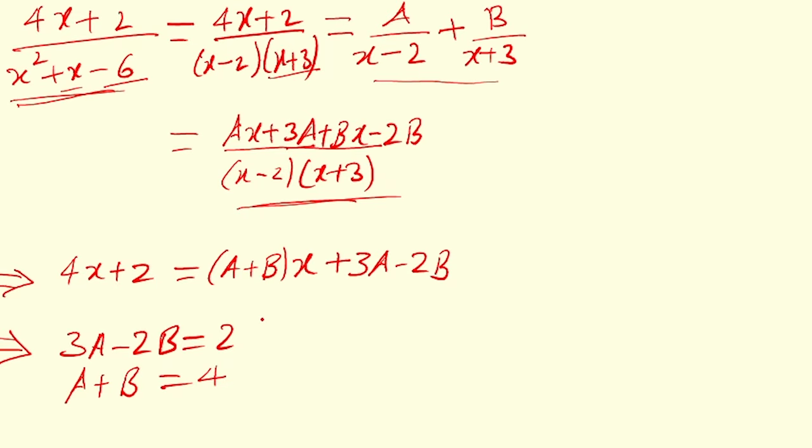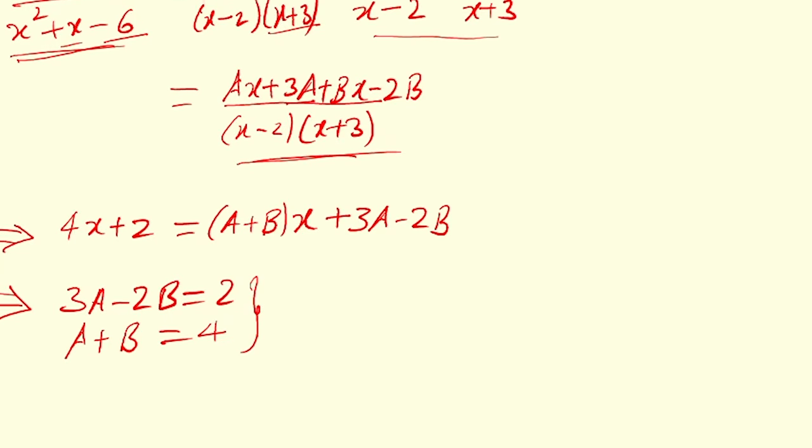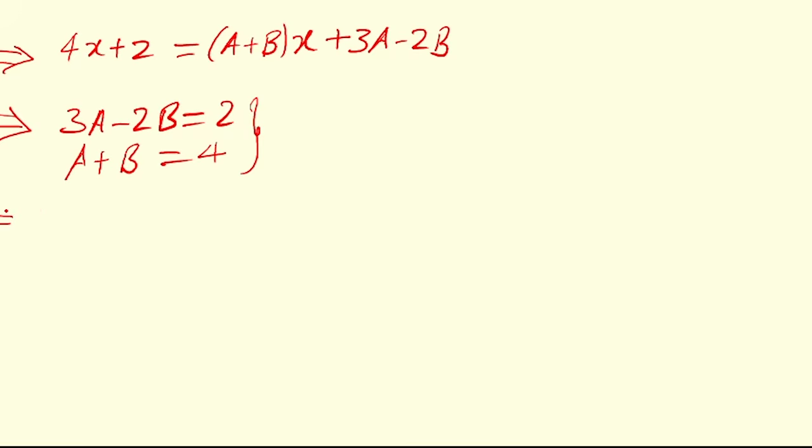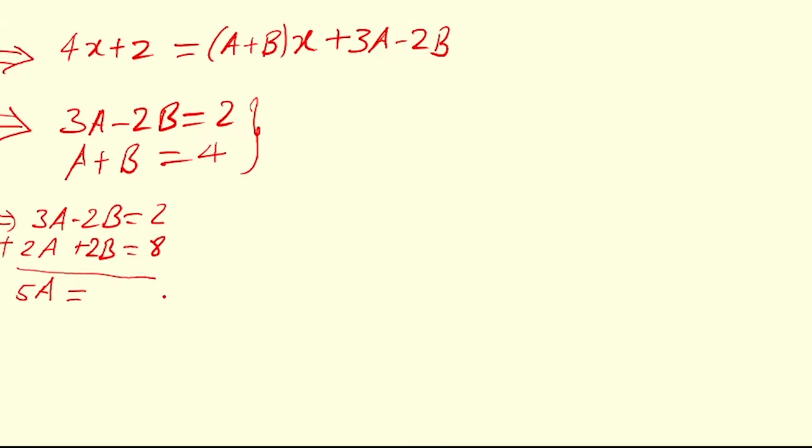So from that we have two linear equations with two unknowns. Let's solve simultaneously or by substitution, but it's better to multiply the lower one by 2. So this will give us 3a minus 2b is equal to 2, and 2a plus 2b is equal to 2 times 4, that's 8. Then add downward: 3a plus 2a, 5a, minus 2b plus 2b, 0, is equal to 2 plus 8, that is 10.